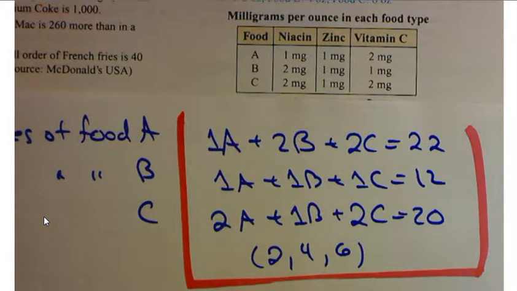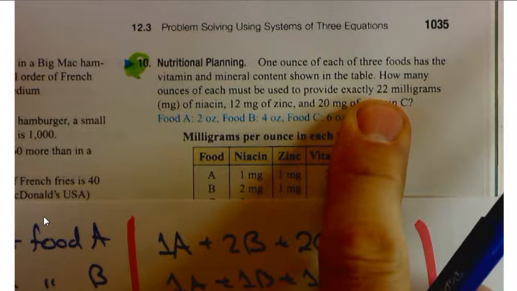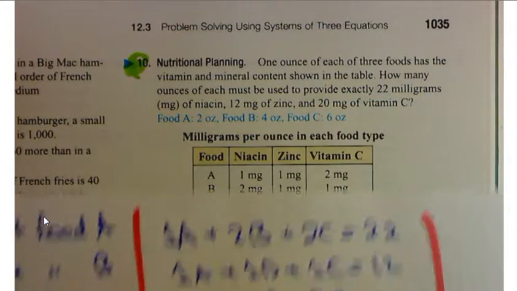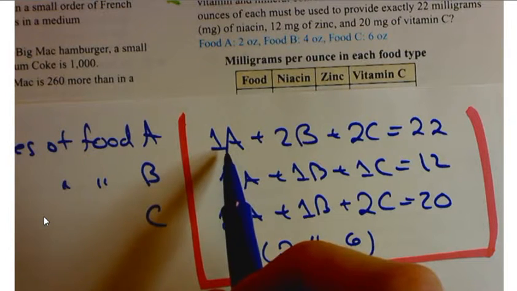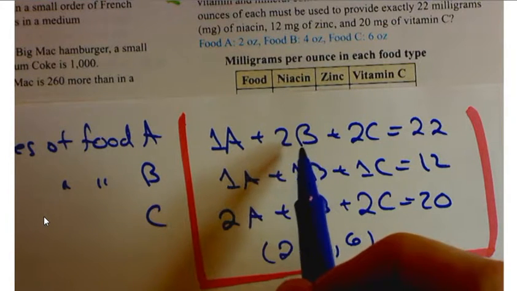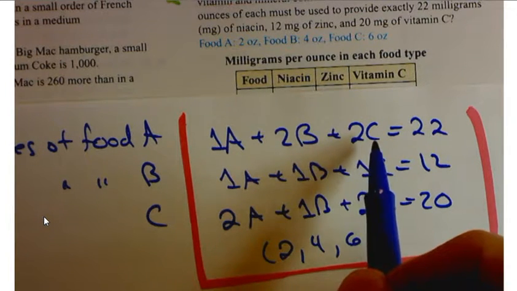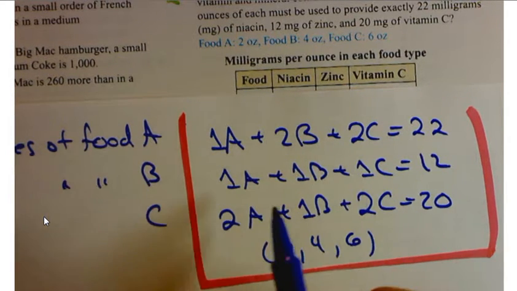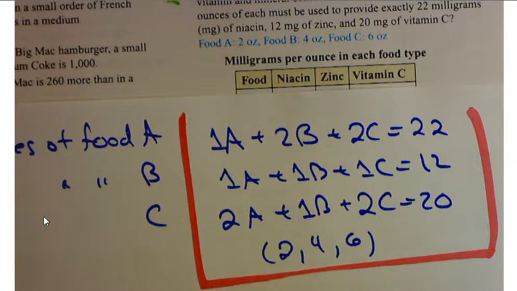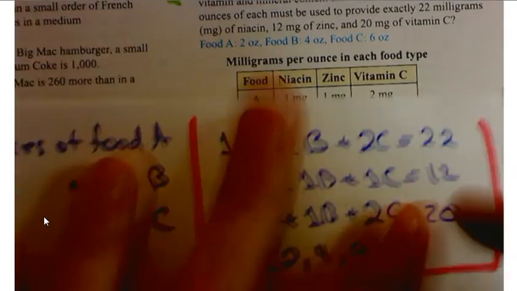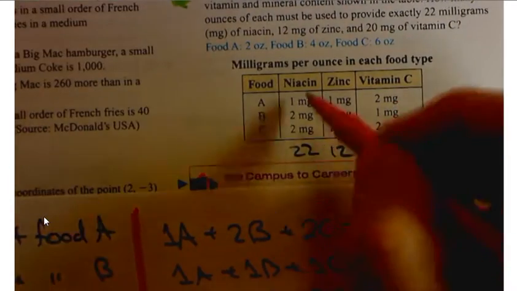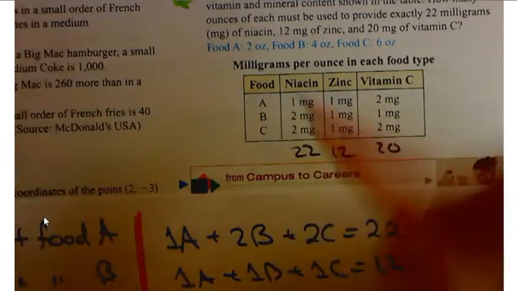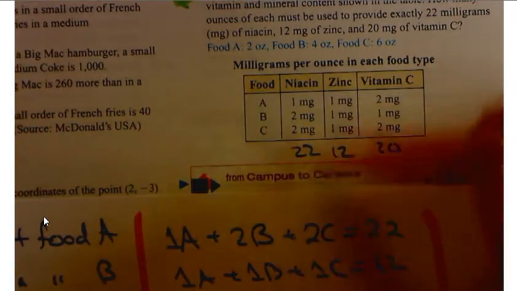Well, they tell us in the problem that we want to end up with 22 milligrams of niacin. So that's given to us, right? So the amount of niacin I get from A, so 1 times A, plus 2 milligrams from every serving of B, plus 2 more from every serving of C, has to total up to 22. The first equation is just dealing with the niacin. This is just the niacin equation. Yeah. I went down this column, did 1A, 2B, 2C. Yeah, we have to go down the table because it's just dealing with each nutrient.